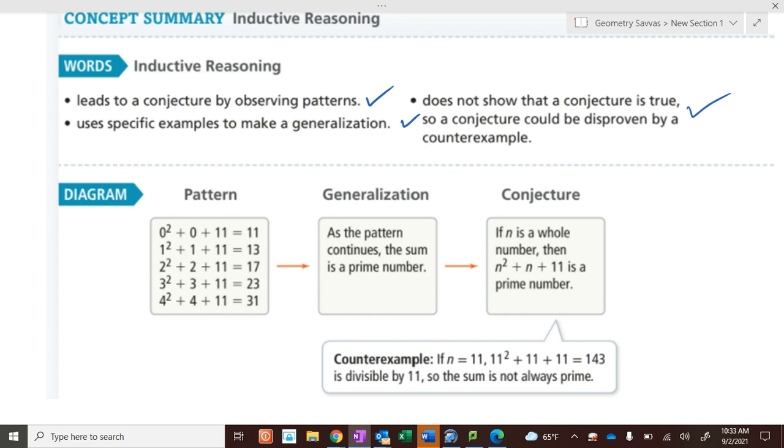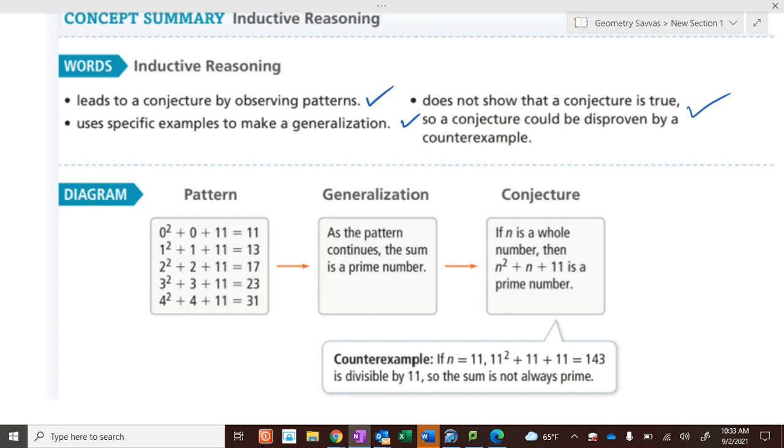So if we go 5 squared plus 5 plus 11, 5 squared is 25, plus 5 is 30, plus 11 is 41. 41 is a prime number. And if we keep going, as the pattern continues, they say these sums are all prime numbers. So they make a conjecture: if n is a whole number, then n squared plus n plus 11 is a prime number. But wait, not so fast. If you take 11 squared plus 11 plus 11, you get 143. 143 looks like a prime number, but it's not.